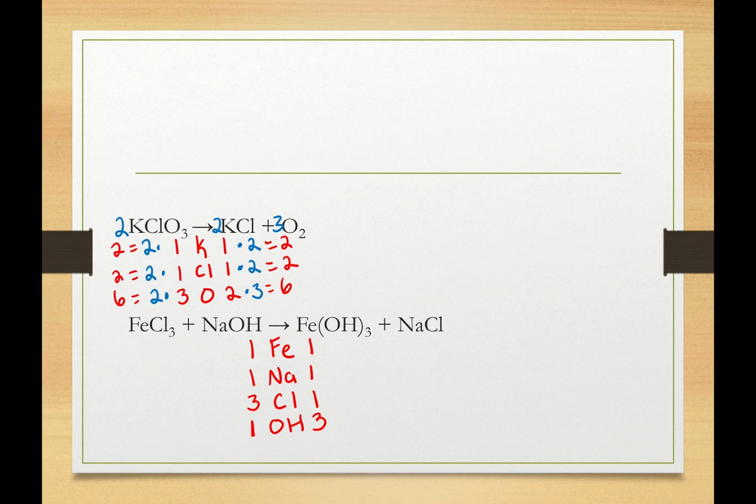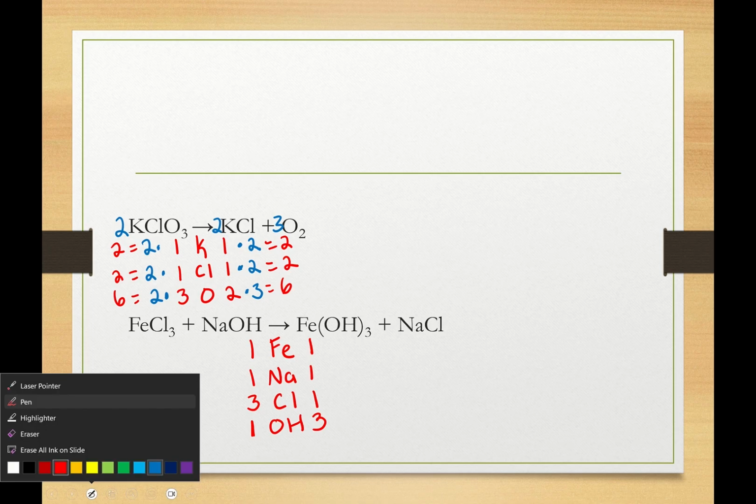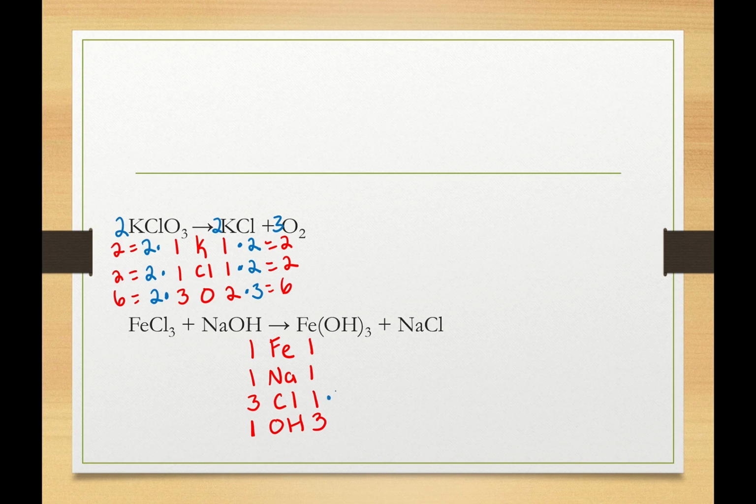I have 3 chlorine on the left, 1 on the right. Lowest common multiple is going to be 3. So multiply by 3. I'll put a 3 in front of the NaCl. That will cause Na to multiply by 3. So Na has 3, chlorine has 3. Now my sodiums are no longer balanced. I want to go ahead and take care of that right now.